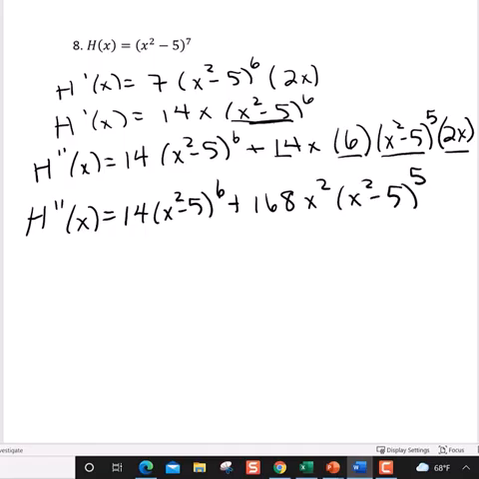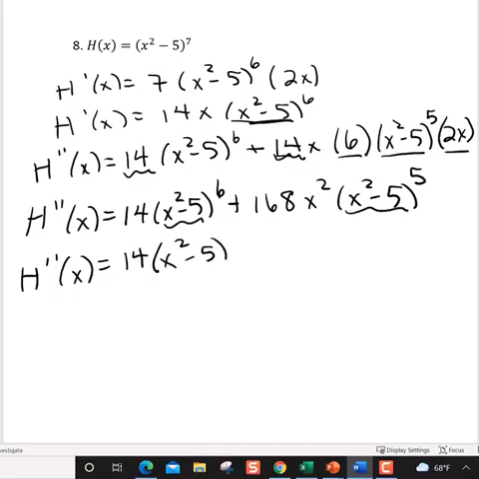Let's practice factoring because I think it's helpful to see what these things have in common. Well, they both have a 14, right? I can see a 14, I can see a 14, I can take that out. They both have an x² − 5. You're going to take out the smaller of the powers, so 6 and 5, 5 is smaller. So I look at what's left. Well, the 14 I took care of. x² − 5 was power 6, so I still have one left. 168 divided by 14 is going to be 12, but the x² − 5 is taken care of. You still have this x squared, so let's write that in.